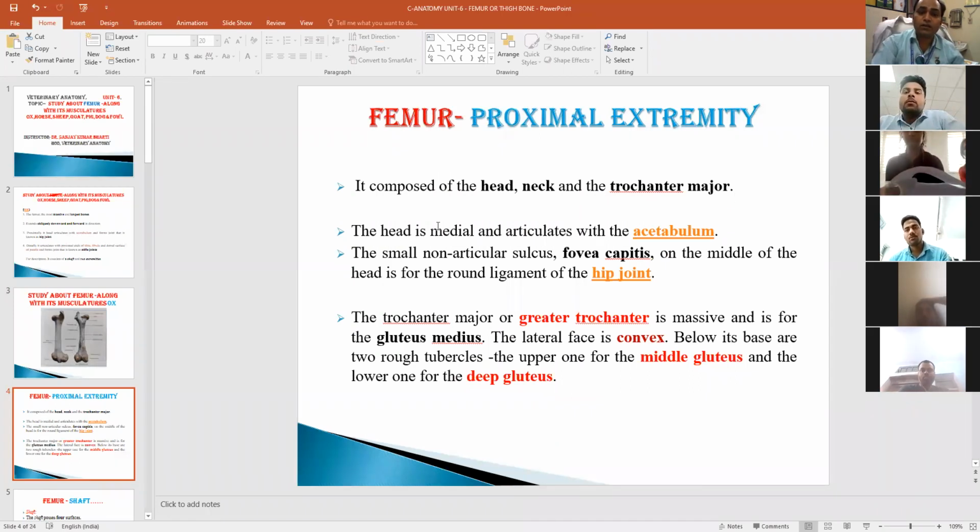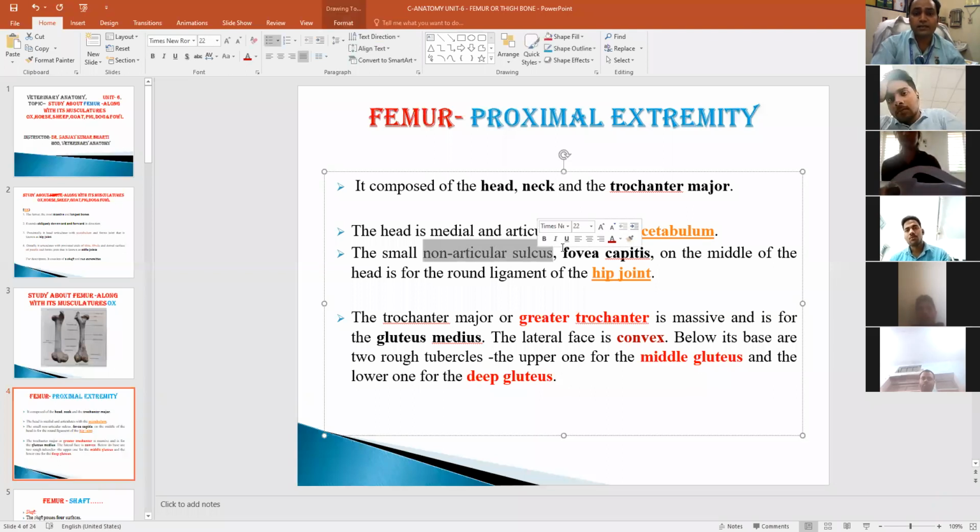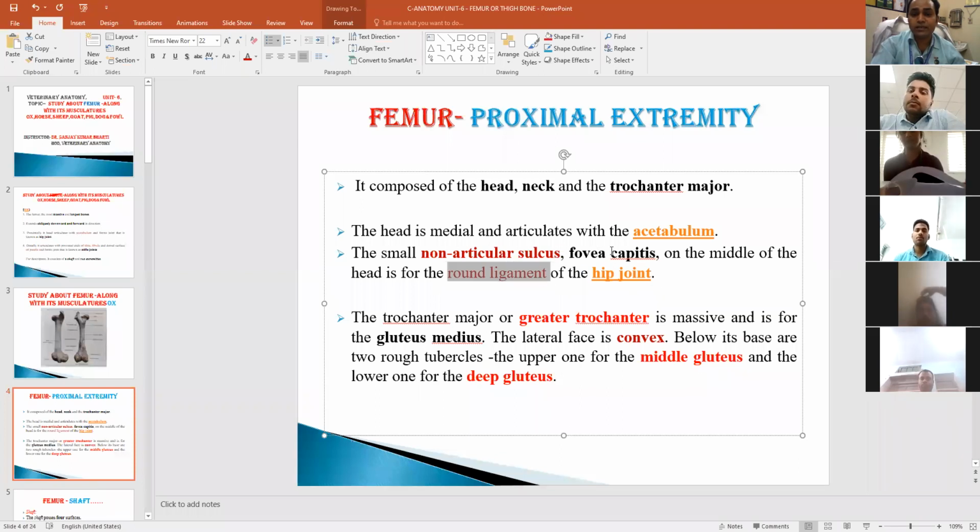We all know the head is located on the medial side and articulates with the acetabulum. Inside, about the middle of the head, there is a non-articular sulcus known as the fovea capitis. This fovea capitis is located medially, and it is for the attachment of a ligament known as the round ligament. With the help of the hip bone of the acetabulum, they come in contact with each other and form a joint known as the hip joint.